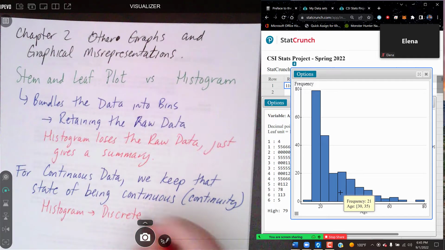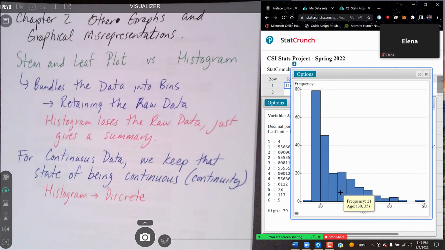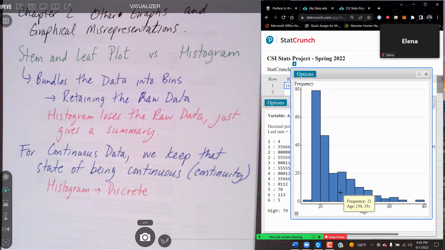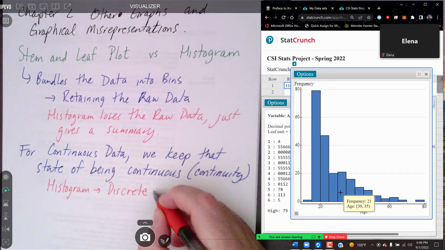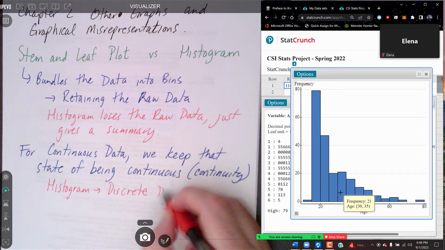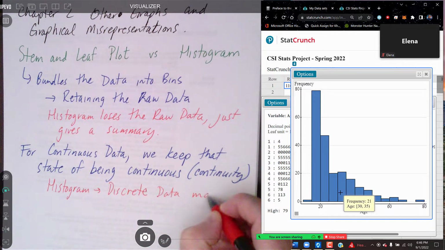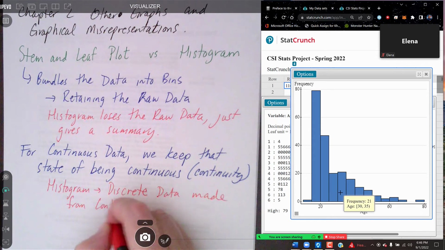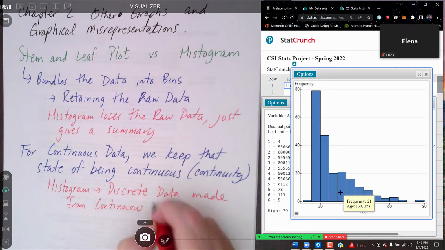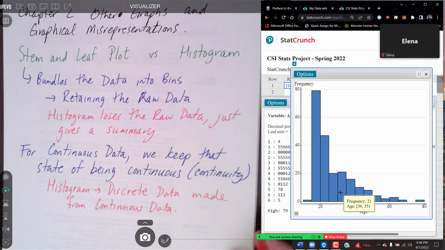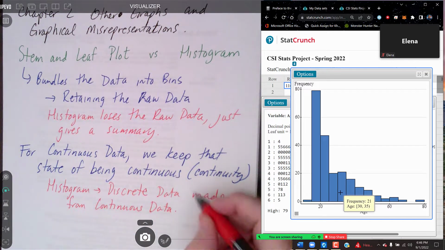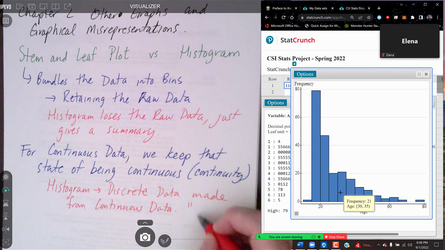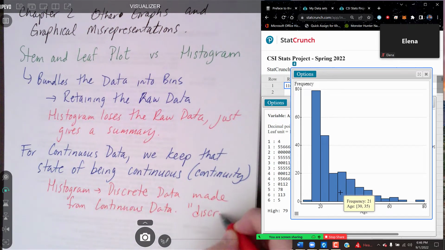We talked about continuous and discrete data in the first lecture. Discrete data made from continuous data. It throws it all into a block. This process is called discretizing.